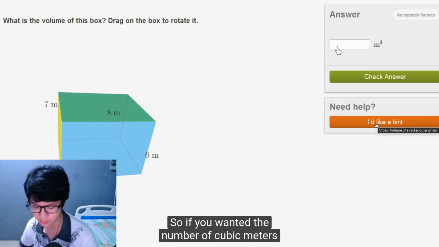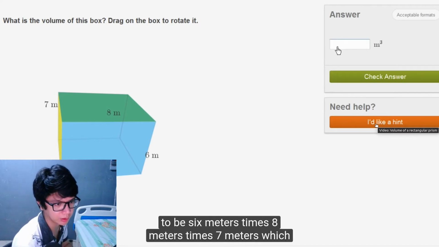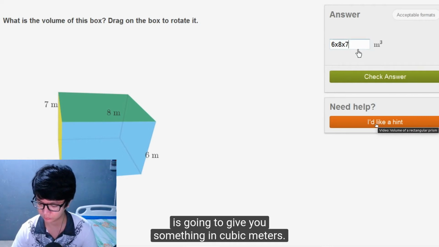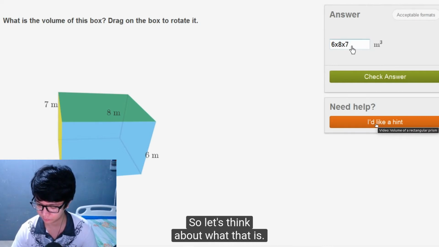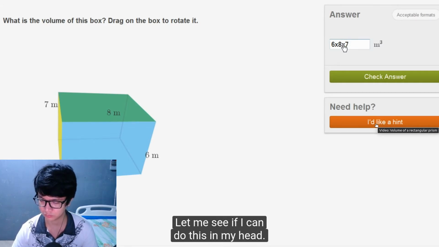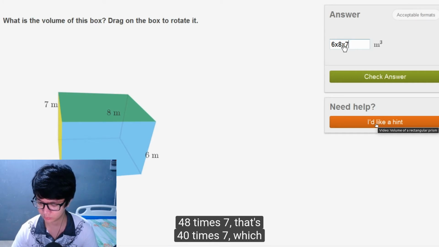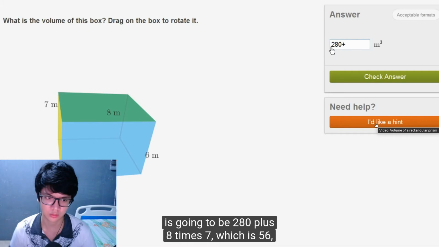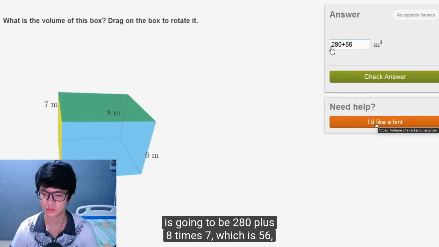So if we wanted the number of cubic meters that could fit in here, it's going to be 6 meters times 8 meters times 8 meters times 7 meters, which is going to give you something in cubic meters. So let's think about what that is. 6 times 8 is 48. Let me see if I can do this in my head. 48 times 7, that's 40 times 7, which is going to be 280, plus 8 times 7, which is 56.